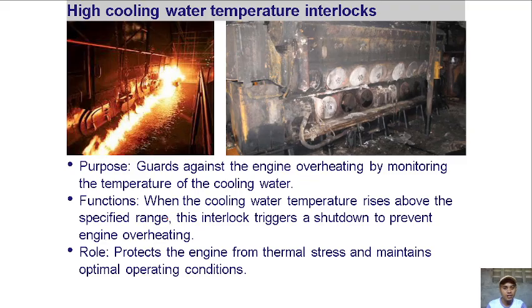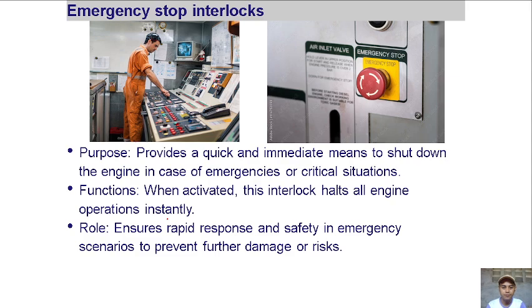The purpose of this interlock is to guard against the engine overheating by monitoring the temperature of the cooling water. Usually there will be an alarm at 95 degrees Celsius of cooling water, and usually at 98 it will send a shutdown for the engine. Function: when the cooling water temperature rises above the specified range, this interlock triggers a shutdown to prevent engine overheating. It protects the engine from thermal stress and maintains optimal operating conditions.